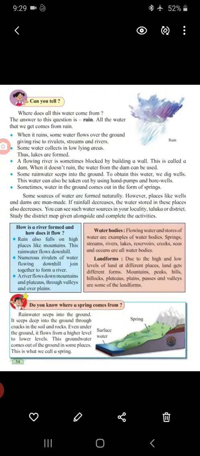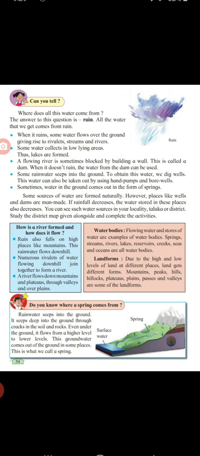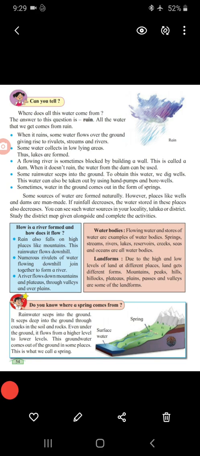Landforms. Due to the high and low levels of land at different places, land gets different forms, that is, different shapes. In some places the land is very high, in some it is very low. Mountains, peaks, hills, hillocks, plateaus, plains, passes, and valleys are some of the landforms.